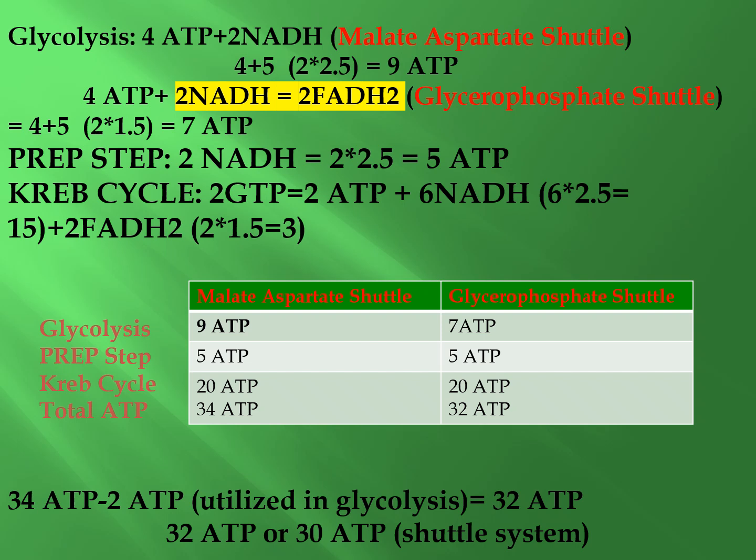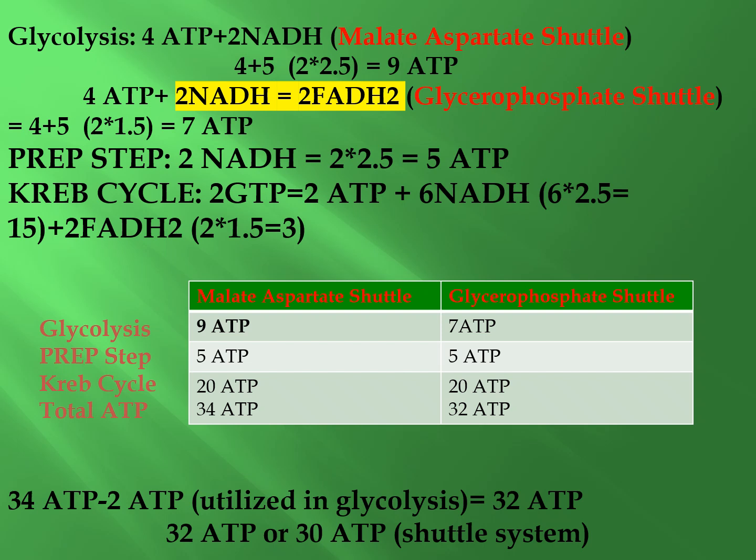Here also we see, during glycolysis 4 ATP plus 2 NADH, and with the malate aspartate shuttle, it will be yielding 9 ATPs overall. And if the NADH is transported via the glycerophosphate shuttle, then it is equivalent to 2 FADH2, which is overall equivalent to 7 ATPs generated in the glycolysis step. So hence overall there is a difference of 2 ATPs.